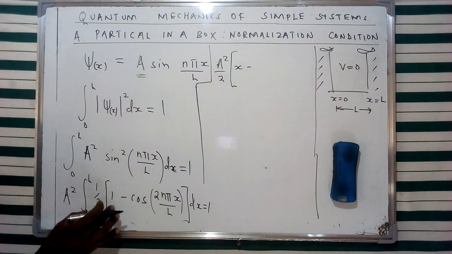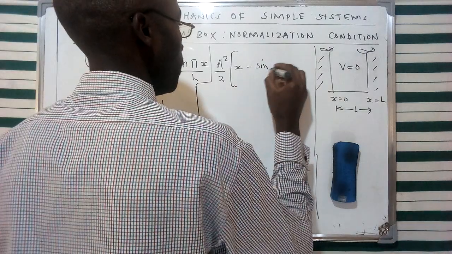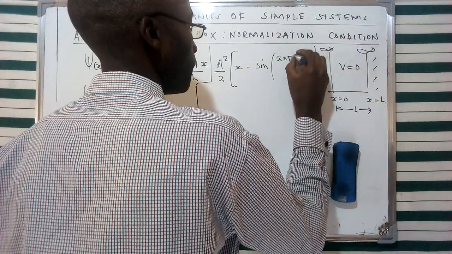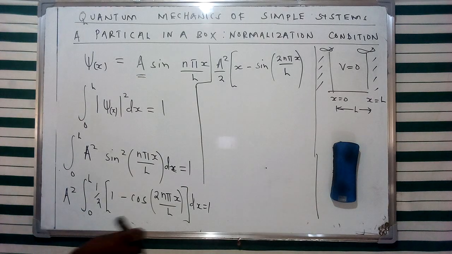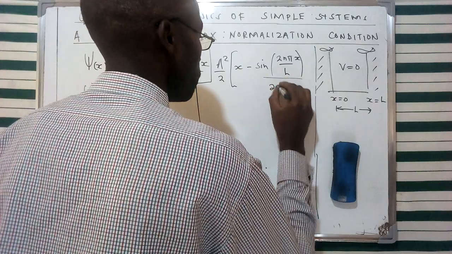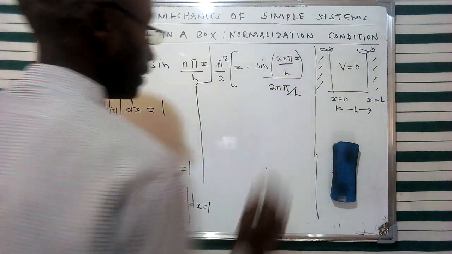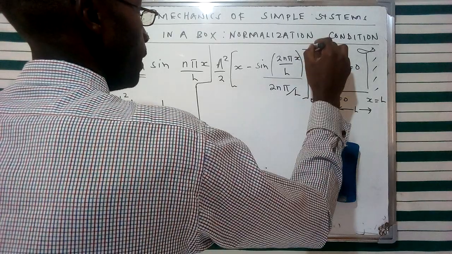So integrating with respect to x, this is going to be x, and then the integral of the cosine of this function is going to give us a negative, which is minus the sine of 2n pi x over L, and the whole of this is going to be divided by 2n pi over L, and then we're going to have this one within the limits of 0 and L.